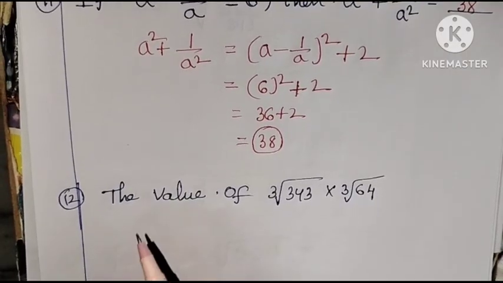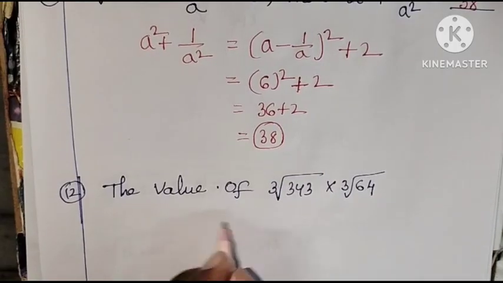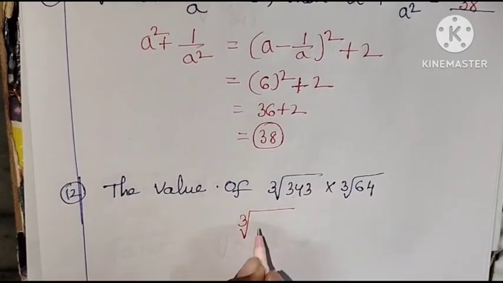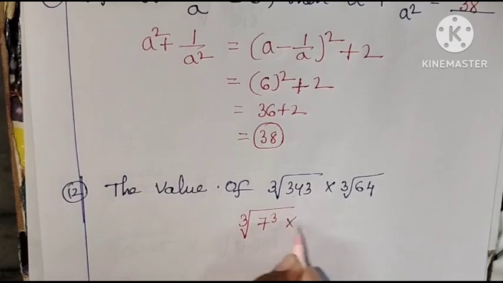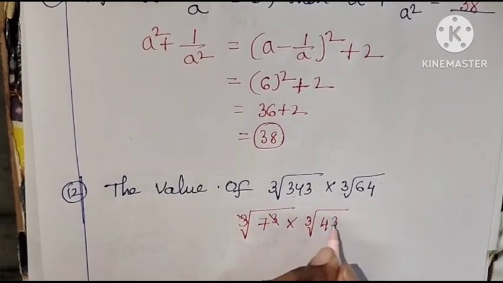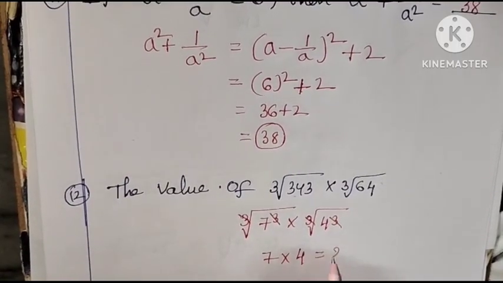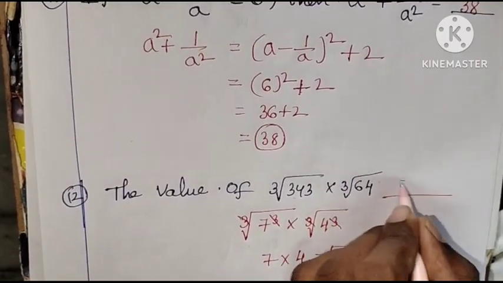The value of cube root of 343 into cube root of 64. Cube root of 343, which cube? 7 cube. Into cube root of 64 means 4 cube. Cube root cancel. Cube root cancel. 7 into 4. 7 4s are 28. So the answer is 28.